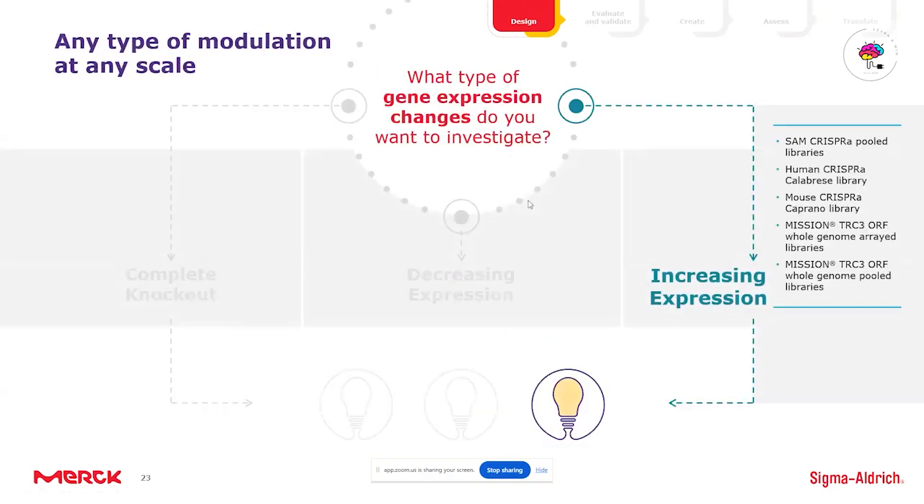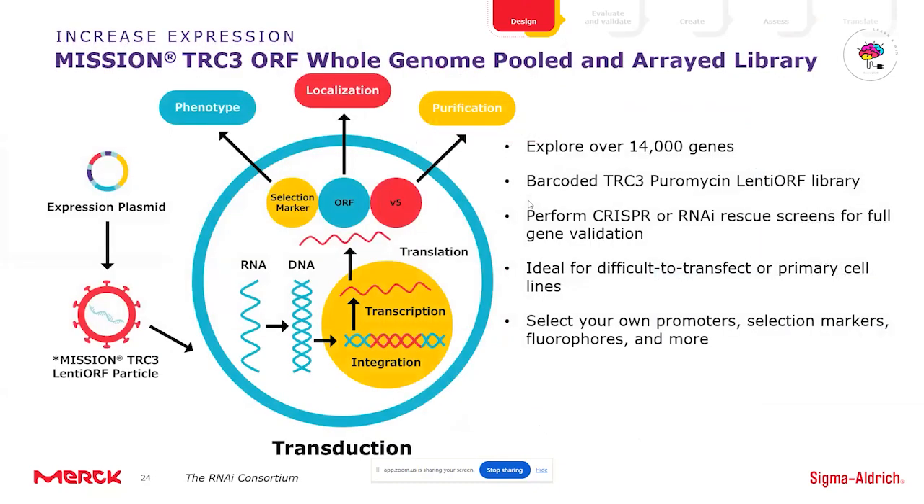So if you are looking at increasing the expression, of course, we can support you with plenty of products. But here I would like to highlight one specific product, which is the Mission TRC-F whole genome pooled and arrayed library. It will allow you to explore over 14,000 genes. It's a barcoded library. It performs CRISPR or RNAi rescue screens for full gene validation. It's ideal for difficult to transfect or primary cell lines. And here you can select your own promoters as well, selection markers, fluorophores, and more.